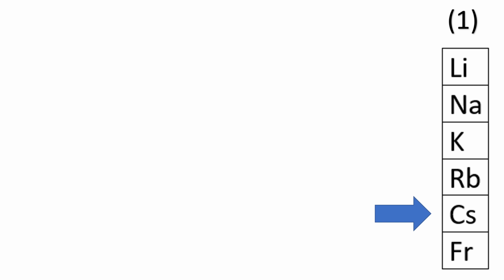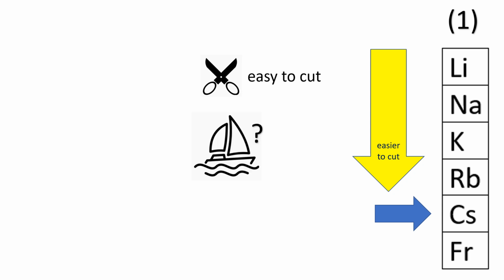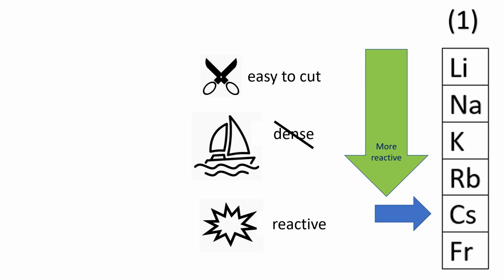Okay, so if you paused the video and you had a go, well done. Let's have a look. So hopefully you predicted that cesium is not only easy to cut, but it's easier to cut than the others, than rubidium in particular. Hopefully you've predicted that cesium is low density or not dense because the others were not dense. I'm hoping you would have predicted that not only is cesium reactive, but it's even more reactive than rubidium. And hopefully you've also predicted it would have a low melting point.